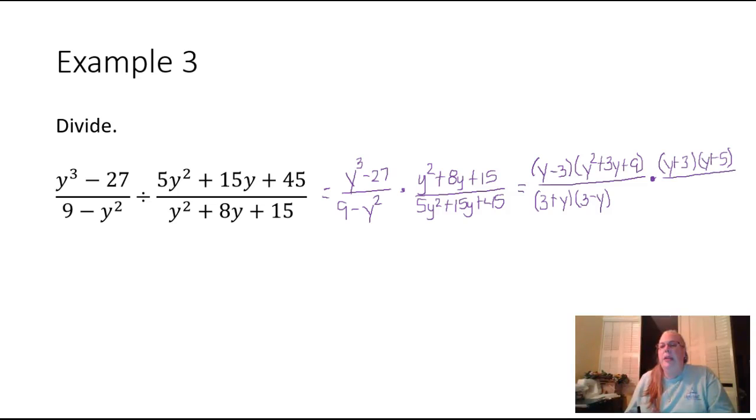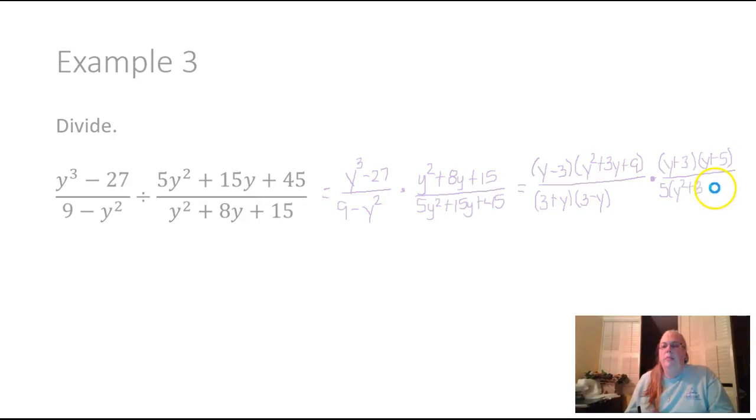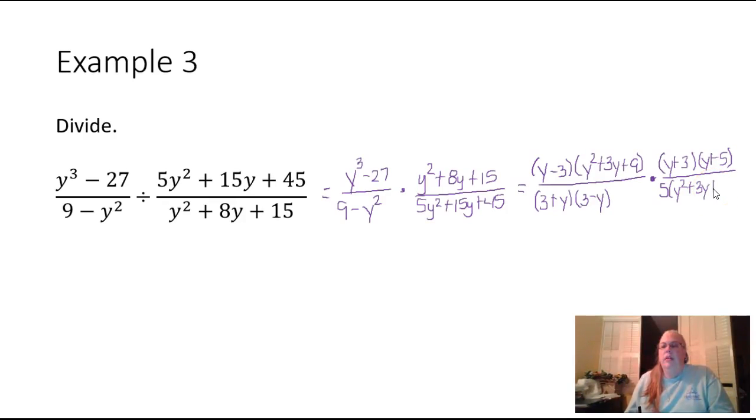And then in the denominator, I can see right away that I have a greatest common factor. That has to come out first. So let's bring that 5 out front. That's going to leave me with a y squared plus 3y plus 9.